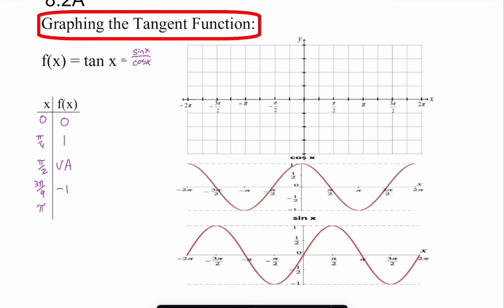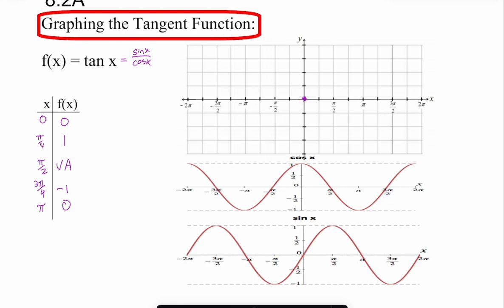And then at pi, let me show you here, here's pi. Sine over cosine would be 0 over 1, or back to 0. So the tangent gives us some funky stuff happening. I'm going to show you. So our graph paper is counting actually by pi over 4s.